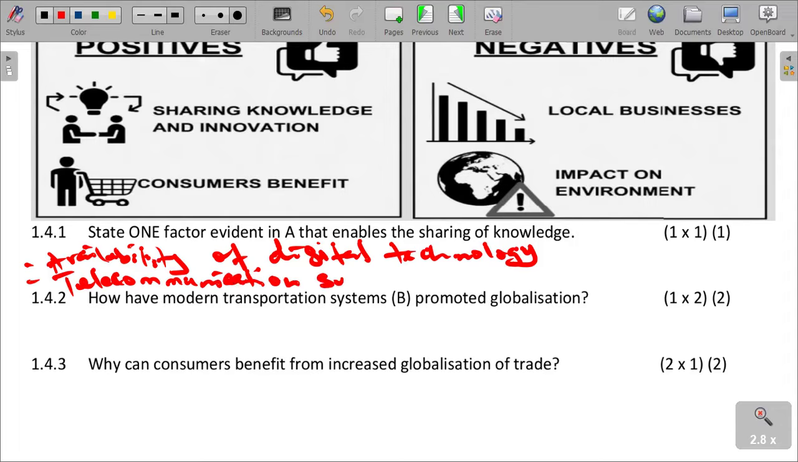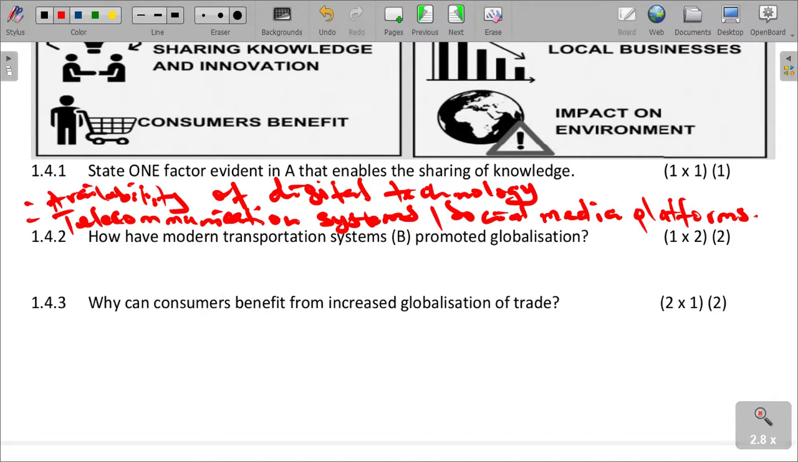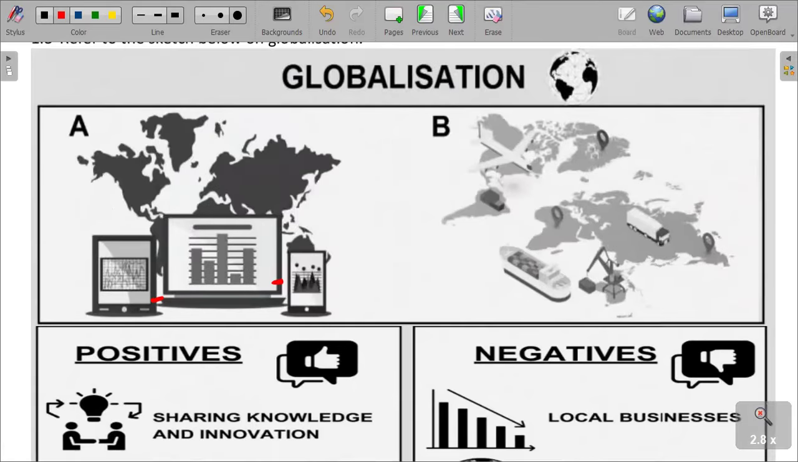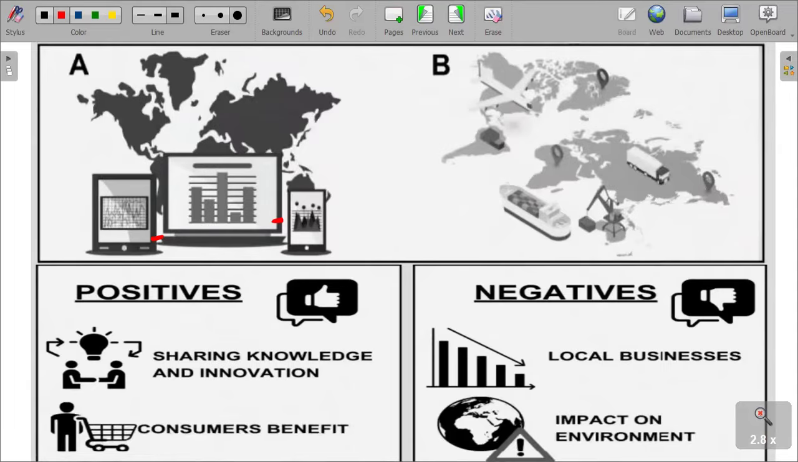Telecommunication systems can allow the sharing of information, which we can say talks about social media platforms. They can allow sharing of information. And then how modern transportation systems promoted globalization. This we have talked about, saying globalization: if you look there, we see containers, we see ships.